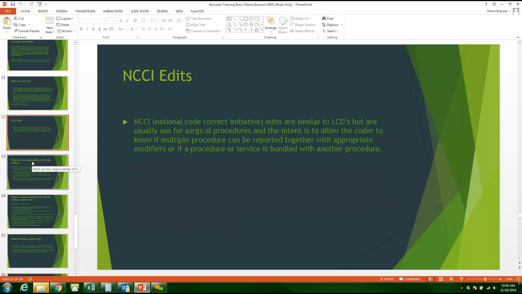Slide number 32, NCCI edits. You can read through this one as well. National Correct Coding Initiative. Again, it's edits. These are claims that are being returned. The coder needs to figure out what they didn't add on there, or what is missing, or if they've added two procedures that shouldn't have been listed together. These edits reflect coding guidelines and required modifiers and things of that sort, and if the appropriate information is not on there, they may be returned, and again, payment may be denied.